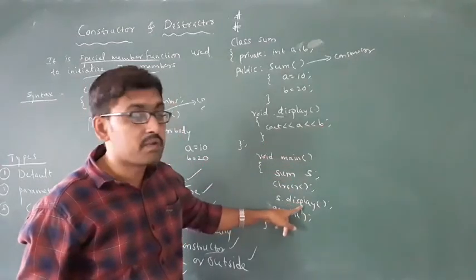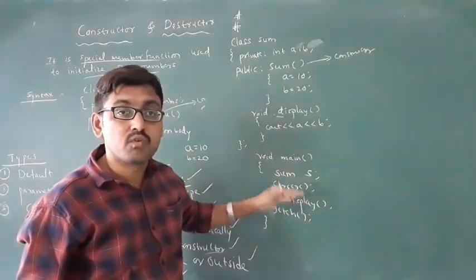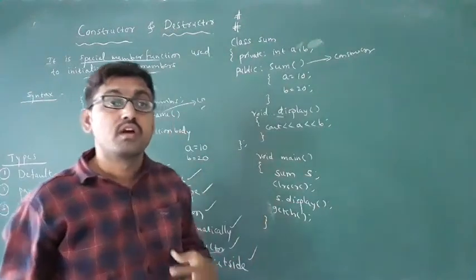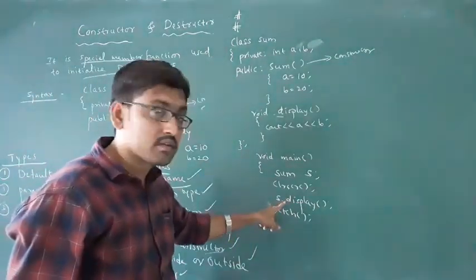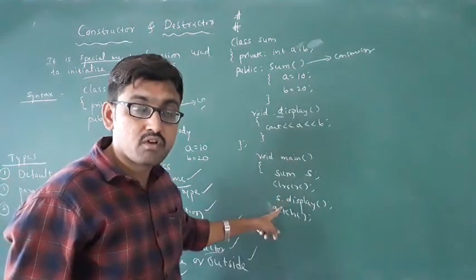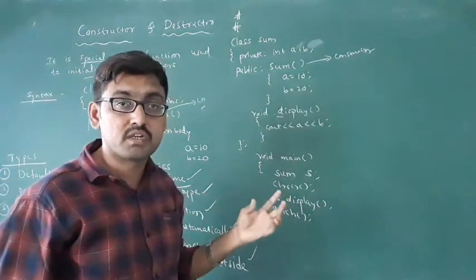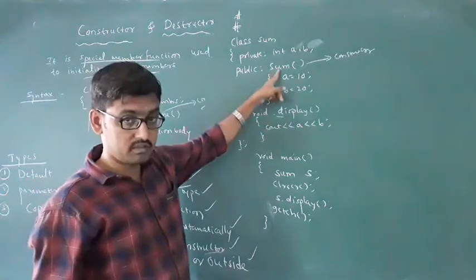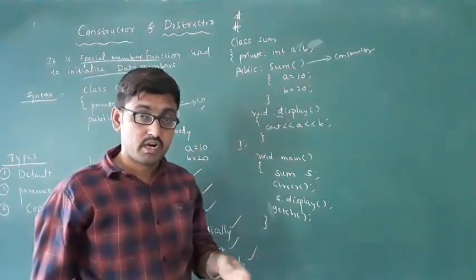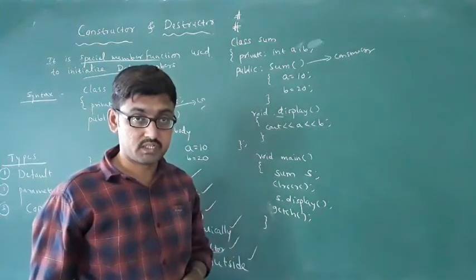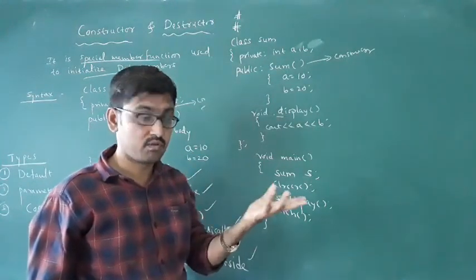s dot display, only it is a member function. You know how to access a member function by using the dot operator. By using the object with the dot operator you access the member function, but a constructor you cannot access, because it is automatically executed when you create the object.